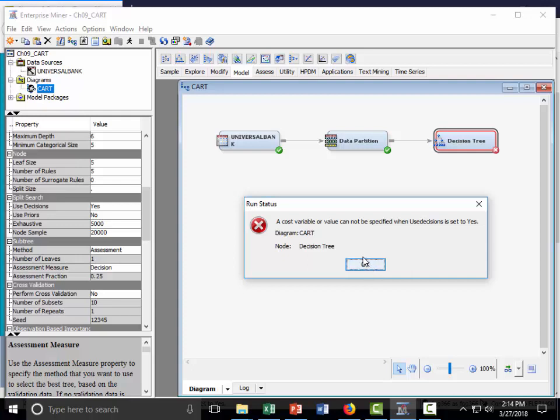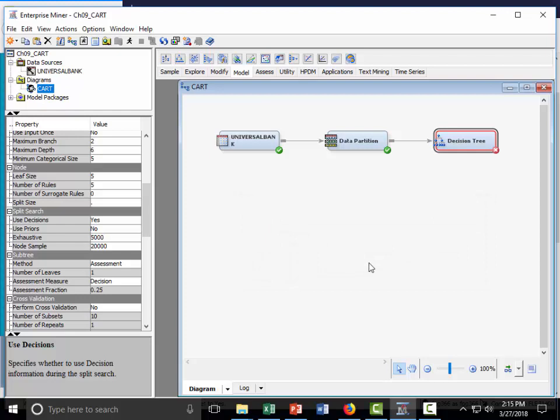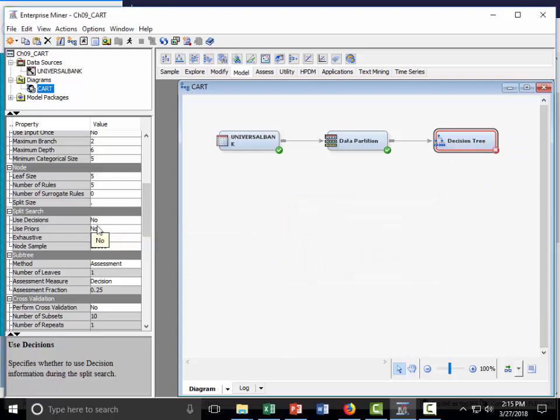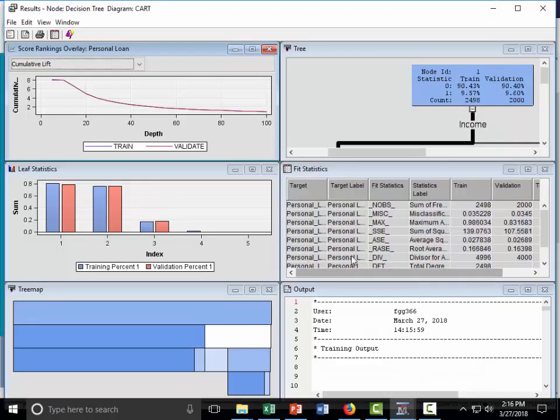Cost variable or value cannot be specified. Some other problem. Well, anyway, that's not important. Okay, I'm going to put it back to no. All right, so let's look at results.